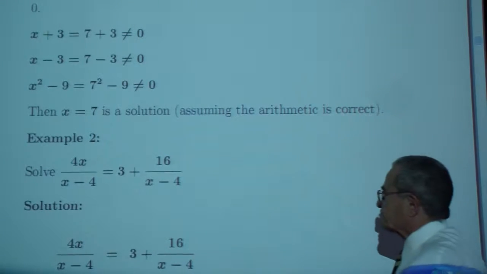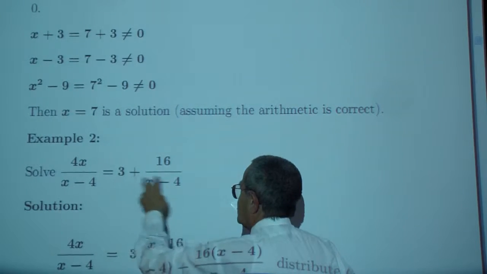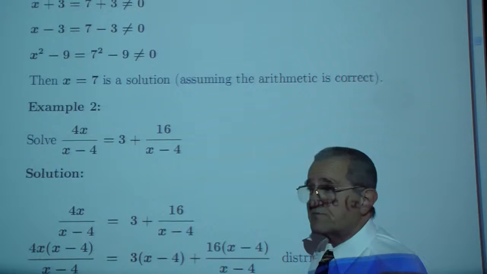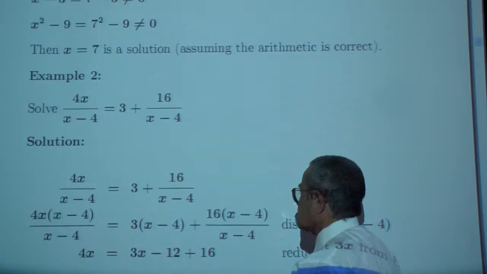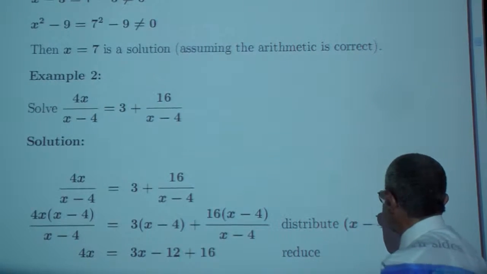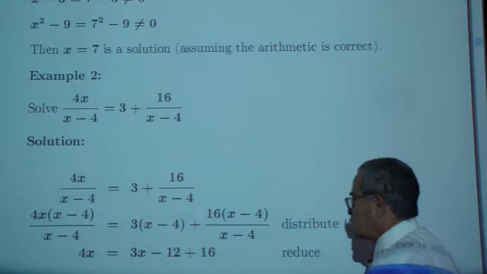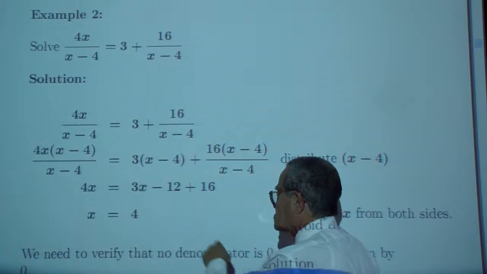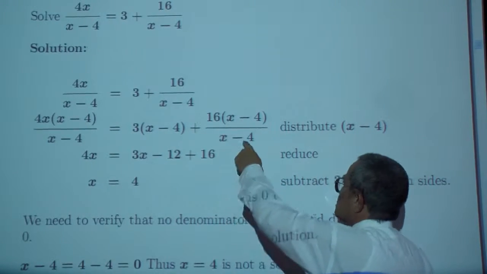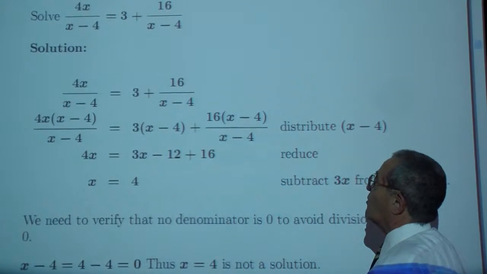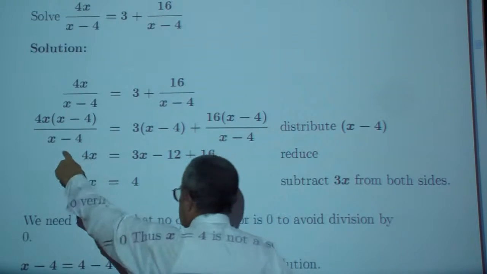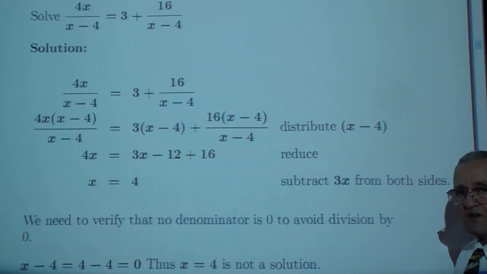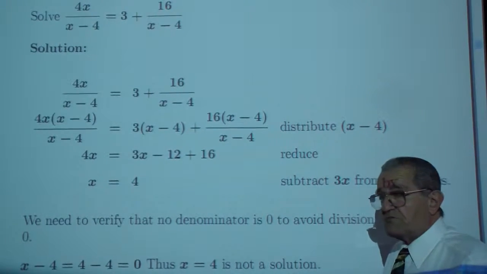So x is 7 is a solution. Example 2. Again, multiply both sides by the least common denominator. There's only one denominator, so x minus 4, which gives you this quantity. You distribute. You get 4x, which is 3x minus 12 plus 16, or x, which is 4. Again, make sure the denominator is not 0. Oh. The denominator is 0. This is not a solution. This problem does not have a solution. Too bad.